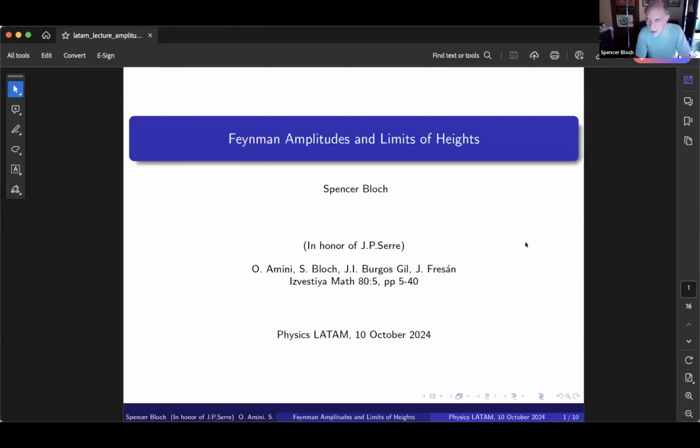Okay. So what I'm going to talk about is a paper joint with Amini, Burgos Gil and Freixas, which was written 10 or 15 years ago. It's published in Izvestiya Math, volume 80, but they don't have a date on it, so I'm not sure of the year, but it's volume 80, pages 5 through 40. Let's just move on.